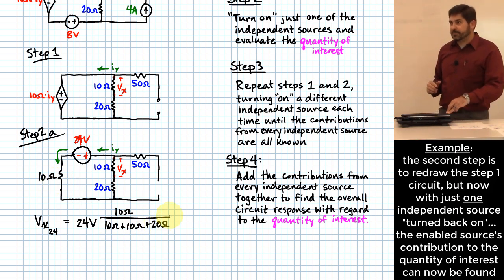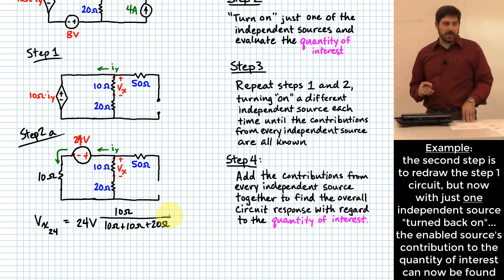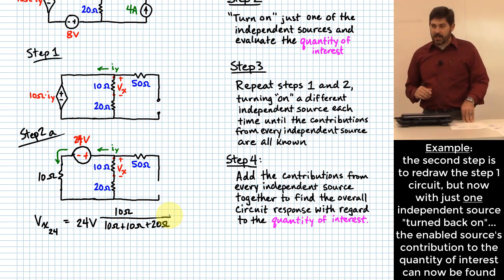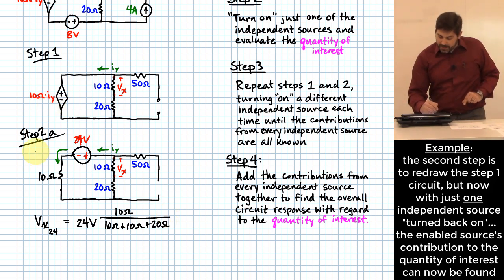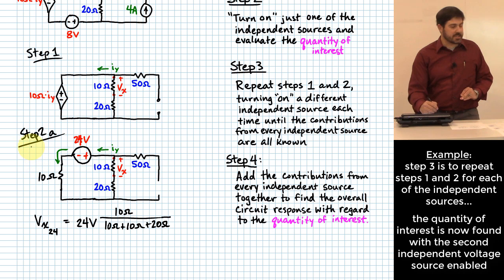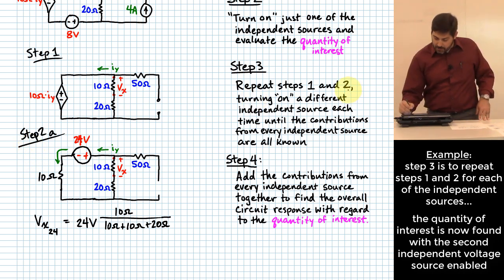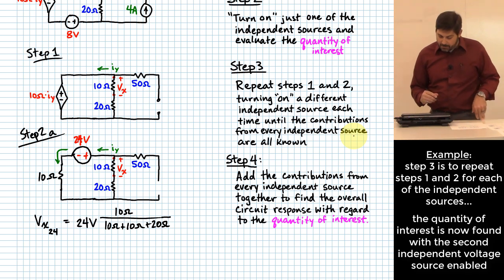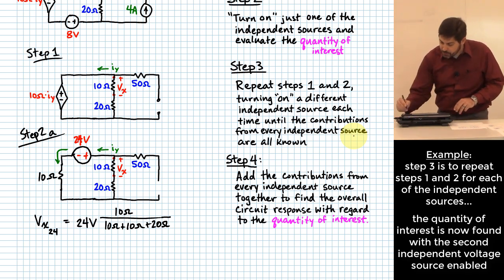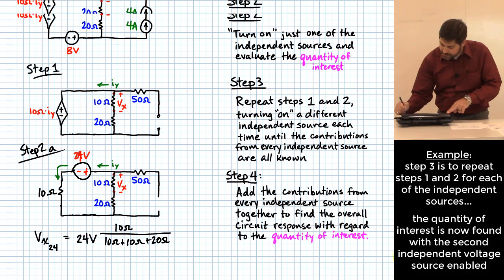Now I'll tell you what I'm going to do. I could easily evaluate what that number is, but I'm not going to do it. I'm going to leave it like this for now. Okay? You'll see the method to my madness here in just a minute. All right, so we basically did step 1 and the first time through step 2. What does step 3 say? Repeat steps 1 and 2, turning on a different independent source each time until the contributions from every independent source are all known. Okay? So I probably need to go to something like step 2b, right? Because I've already done step 1.